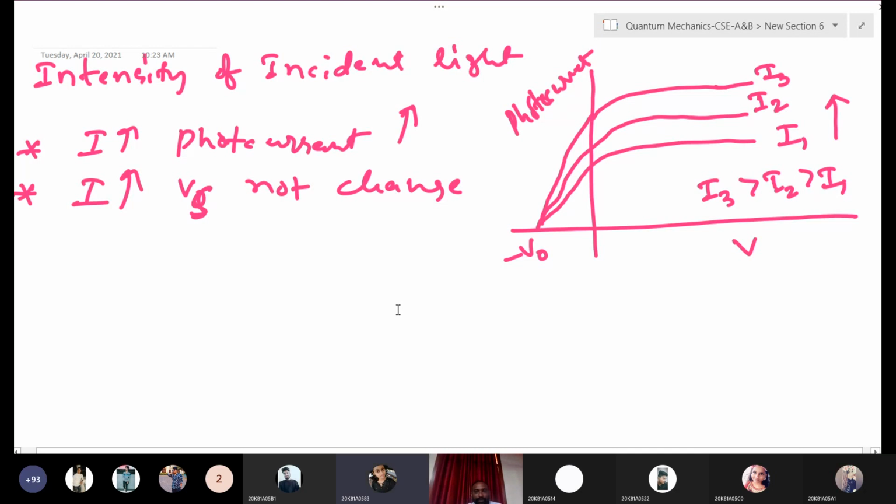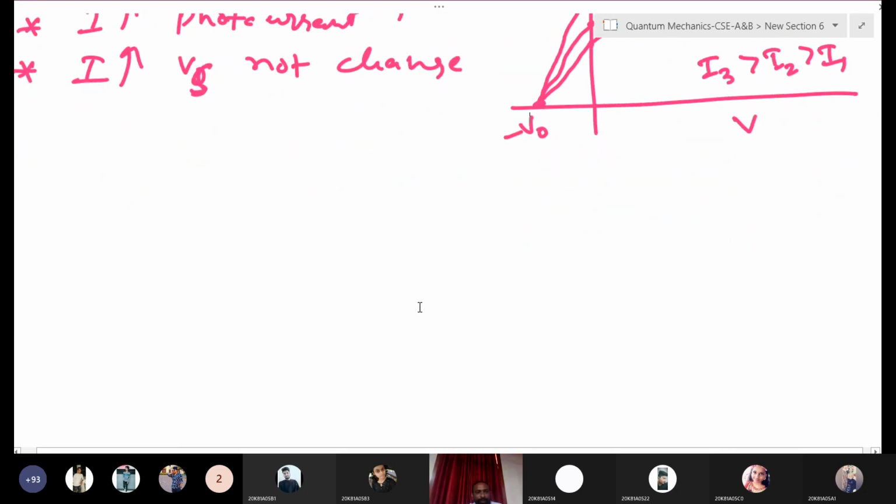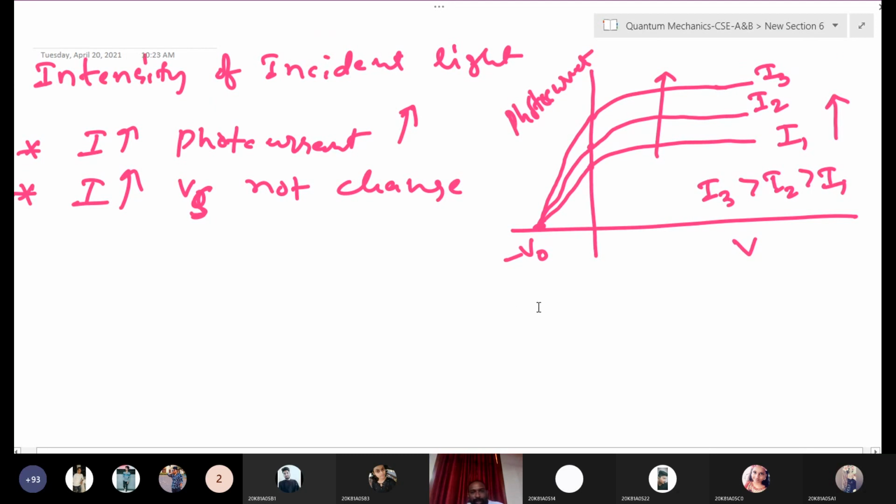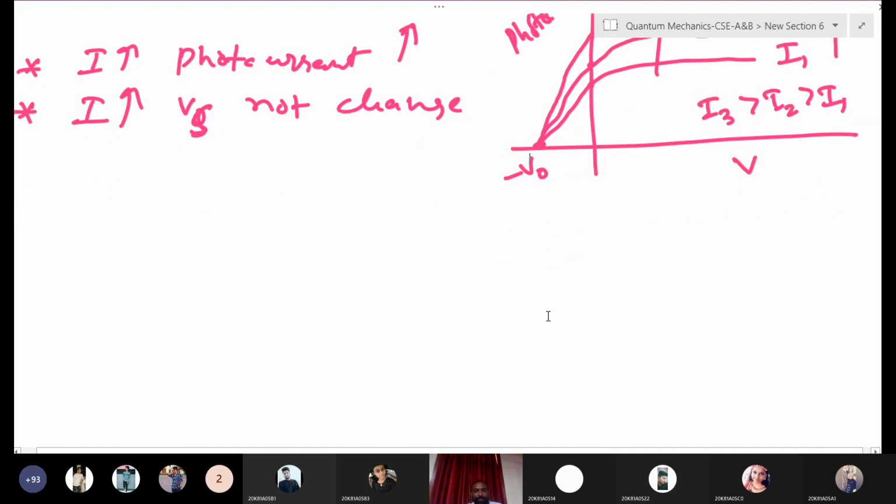Yes, sir. V0 is not changing. Here the photo current is changing. Suppose in the first intensity the photo current is up to here, and in the second it is increased. This is in increasing order. But all the curves reach the same stopping potential. Why is this? Why is it not coming at some other place? Why is the stopping potential not depending on the intensity of incident light? Please go through that question and think about it. Why is it not changing even when you increase the intensity?